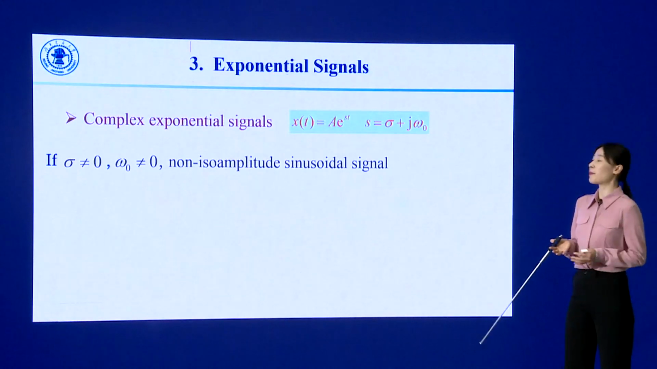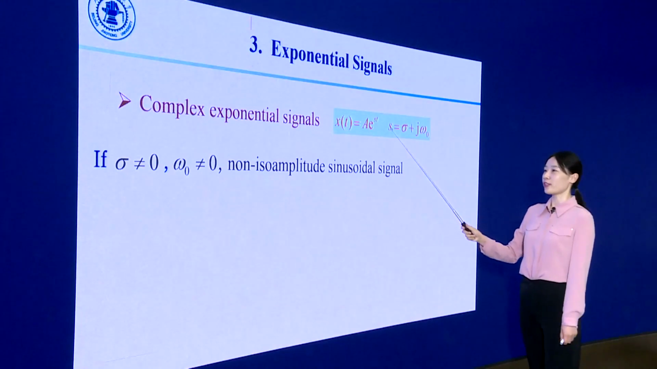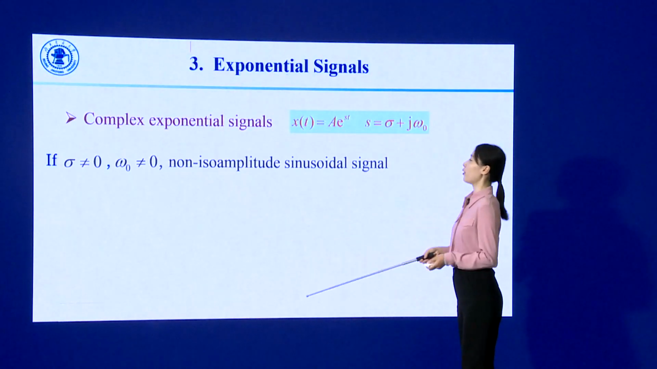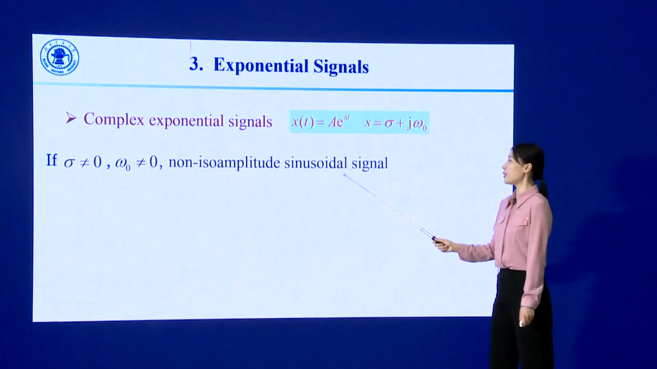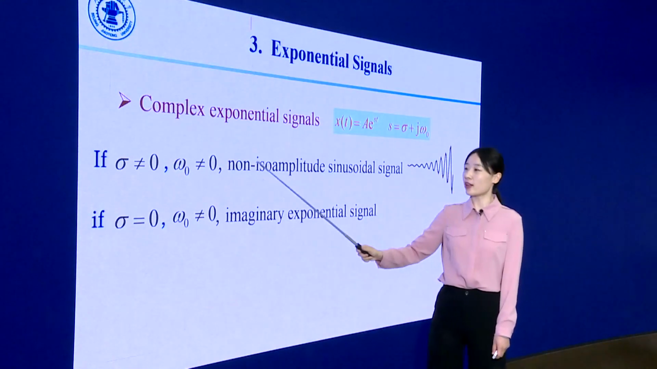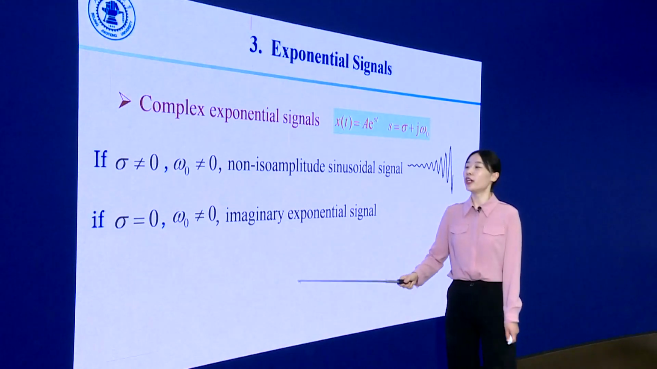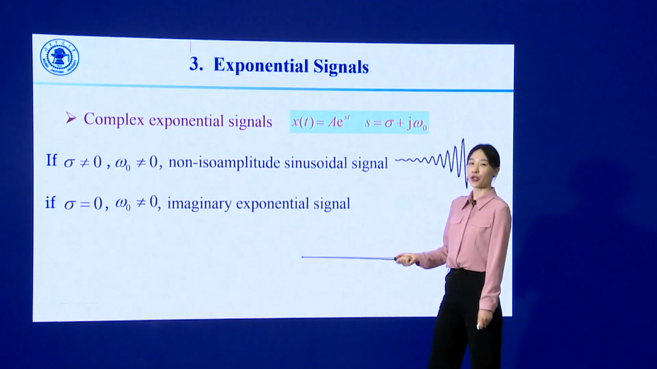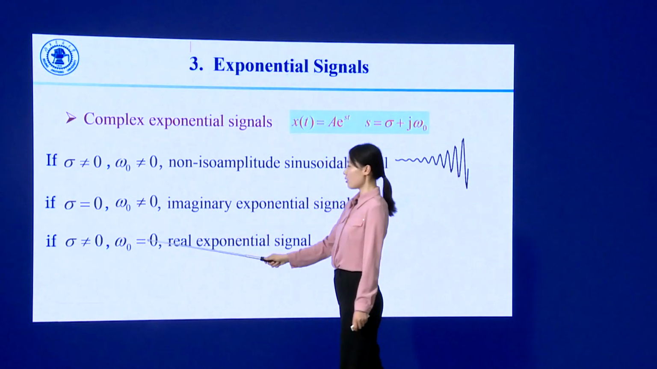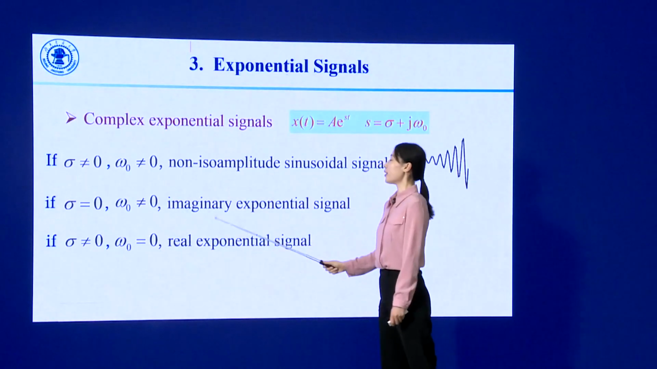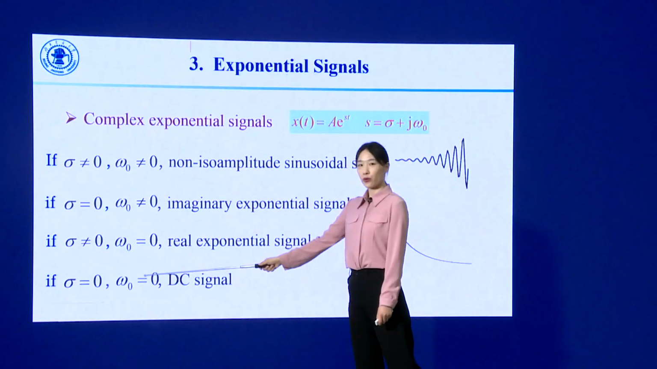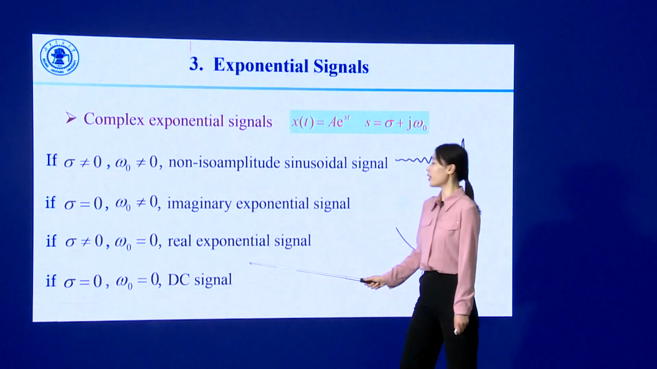Now let's give a summary. For the complex exponential signal, when its real part and imaginary part are both not equal to 0, it is a non-constant amplitude sine signal. When the real part is equal to 0 and the imaginary part is not equal to 0, it is an imaginary exponential signal. When the real part is not equal to 0 and the imaginary part equals 0, it is a real exponential signal. When the two parts are both equal to 0, it is a DC signal.